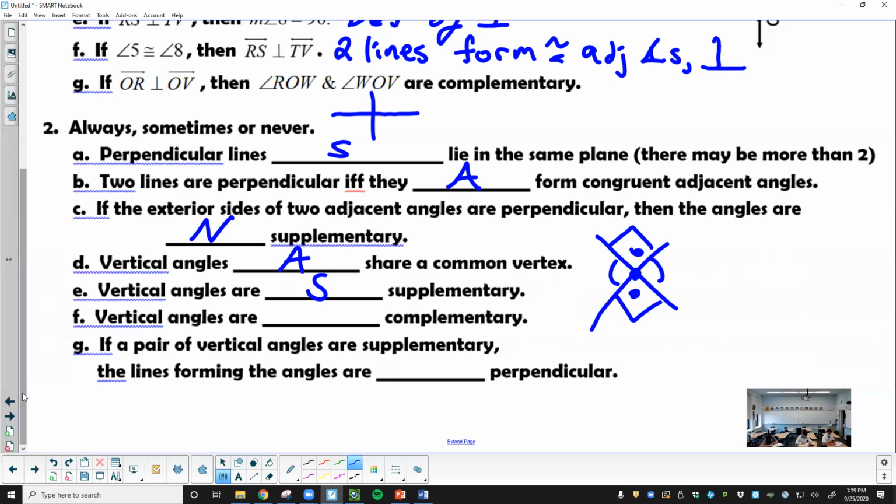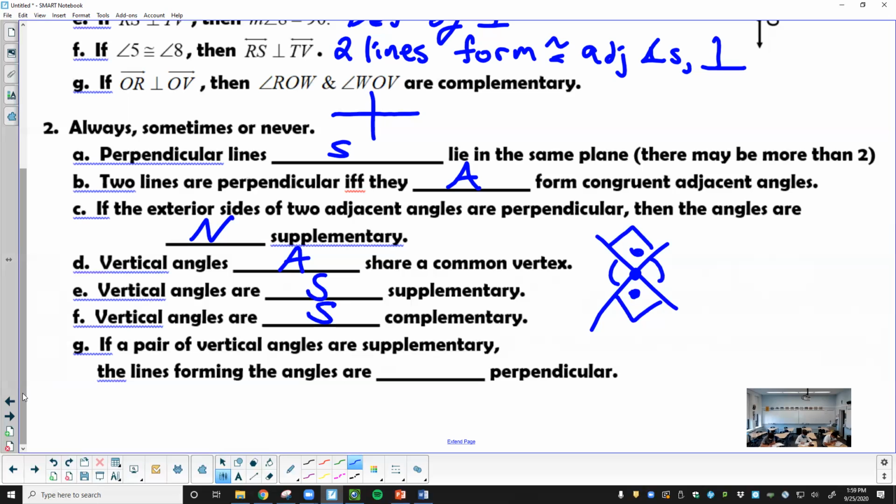You've got to start running through these permutations in our heads, right? Vertical angles are sometimes, always, never complementary. What would they have to equal if they were going to be equal and also complementary? 45. Could that be the case? Could they both be 45? Yeah. Sure. Do they have to be 45? No. Got to be sometimes there.